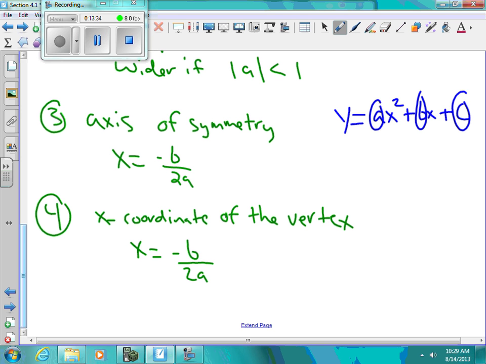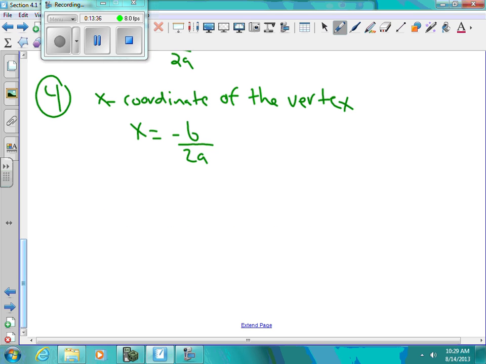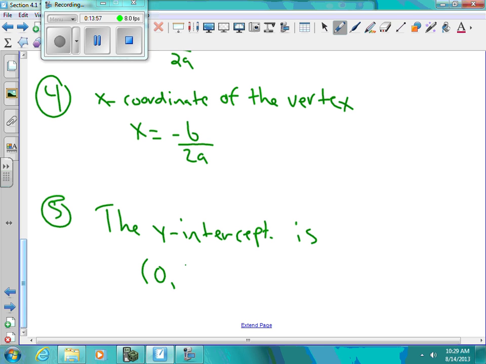Okay? And finally, one last cool thing we can learn from the graph or the equation that applies to the graph, is the y-intercept. The y-intercept is where the graph crosses the y-axis. So the y-intercept is (0, c). So that's another point when we have to graph this that's going to come in handy in a few minutes. So make sure you have these all down.